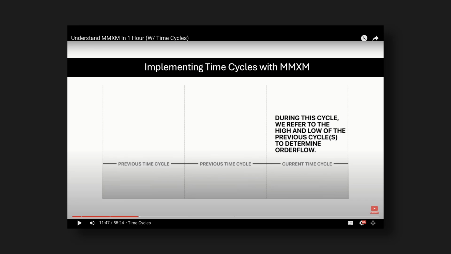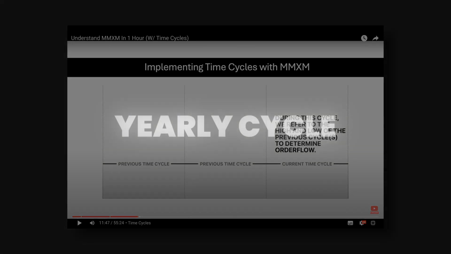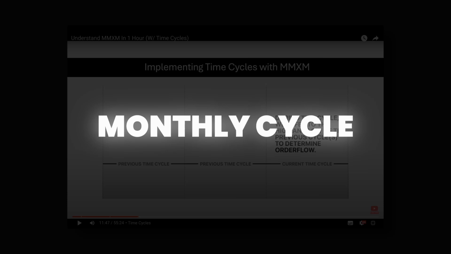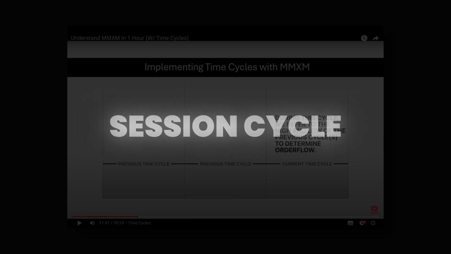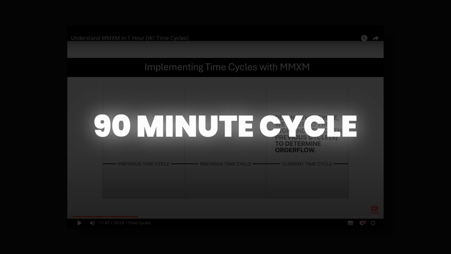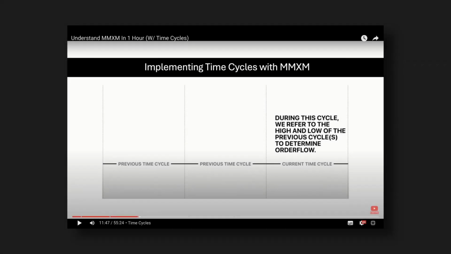What I want you to understand is that the time cycle is subjective, meaning this can be a yearly cycle, this can be a monthly cycle, this can be a weekly cycle, this can be a daily cycle, this can be a session cycle, it can be a 90-minute cycle, it can be a 30-minute cycle, whatever. You need to understand that time is fractal, and therefore what you put in the x-axis when it comes to the time period that you're paying attention to is up to your choice.